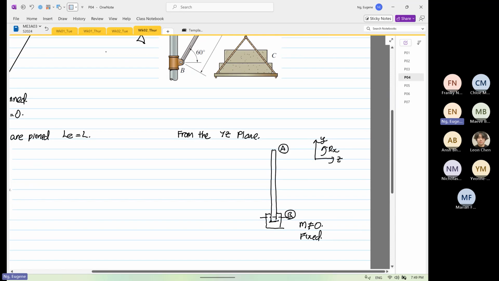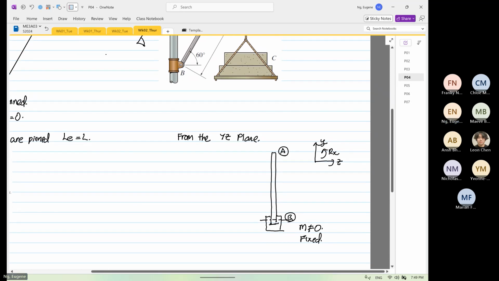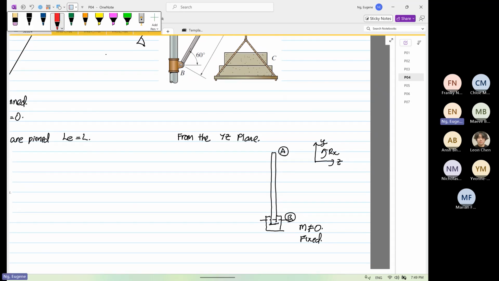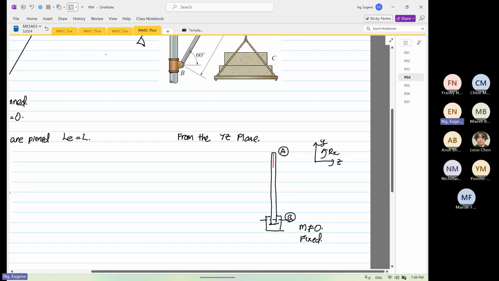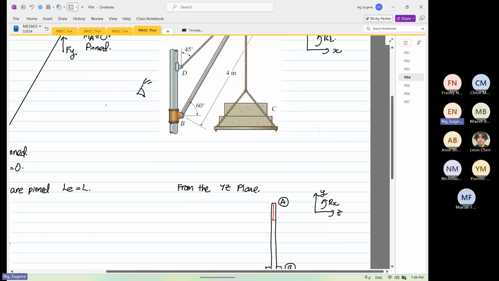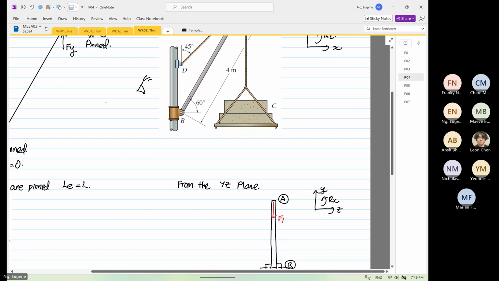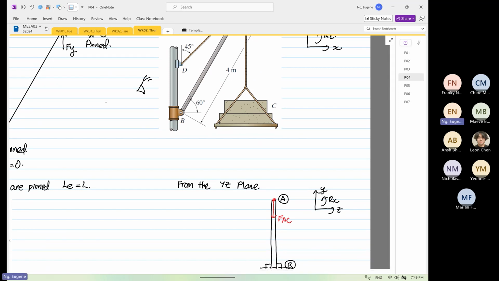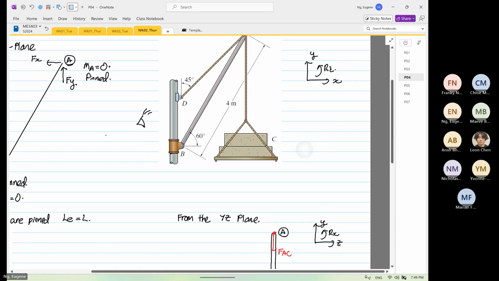At point A, I'm going to draw this in red. We know that this vertical is how our FAC will behave, right? And then over here is just a dot, and this dot represents your FX.